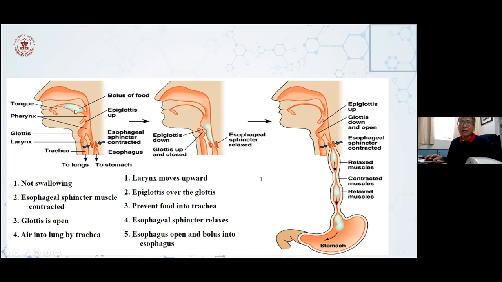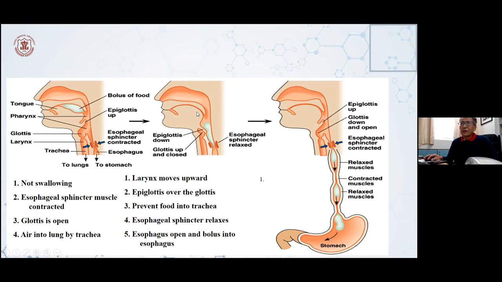So when not swallowing, the esophageal sphincter is contracted. So the esophagus is closed and the trachea is open. So the esophageal sphincter muscle is contracted and the glottis is open. So the air can move into the lung by the trachea. So no swallowing, the airway is open. And when the food moves to the pharynx, the larynx will move upward and cover the trachea. So the epiglottis covers the glottis and prevents the food from entering the trachea. And then the esophageal sphincter will be released, will be opened, and the food will slide into the esophagus, okay?